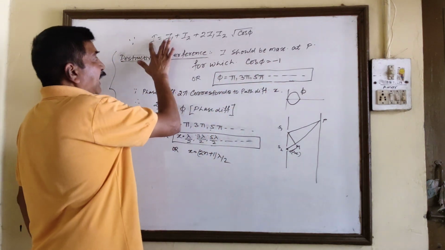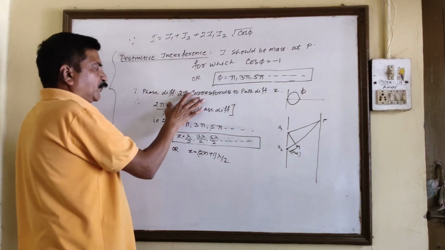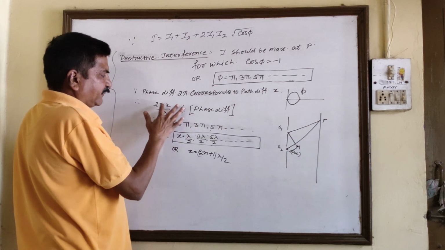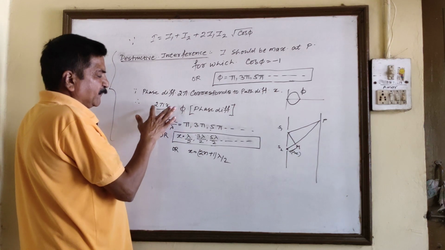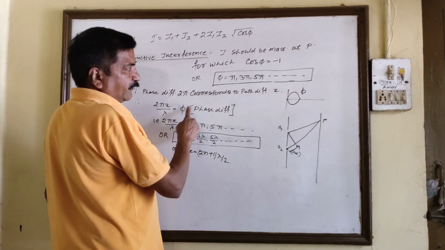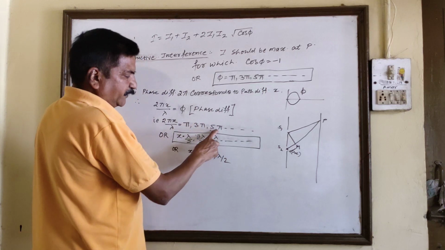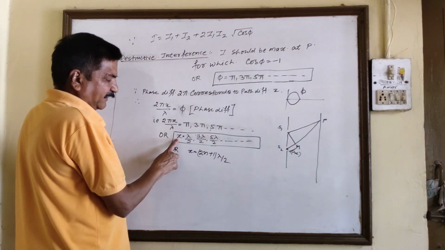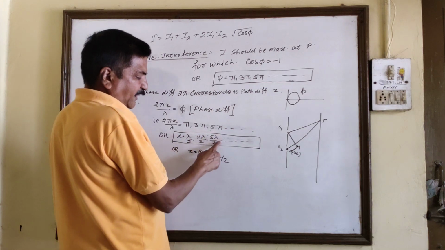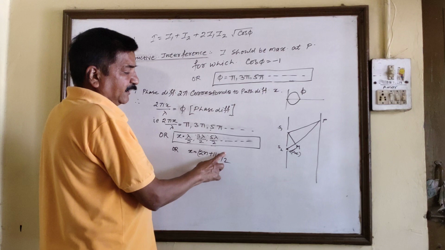So the intensity of light will be least. Similarly, corresponding to the path difference, what will you write? You know that the phase difference is equal to 2 pi x by lambda. So you will write 2 pi x by lambda is equal to the value of phase difference, that is an odd multiple of pi. So on substituting this value, we get x is equal to lambda by 2, 3 lambda by 2, 5 lambda by 2, or you can say an odd multiple of lambda by 2.